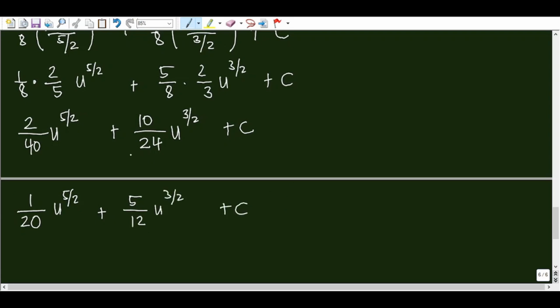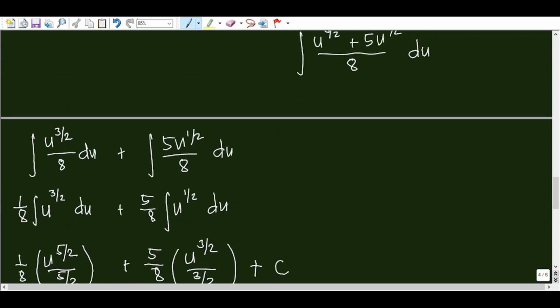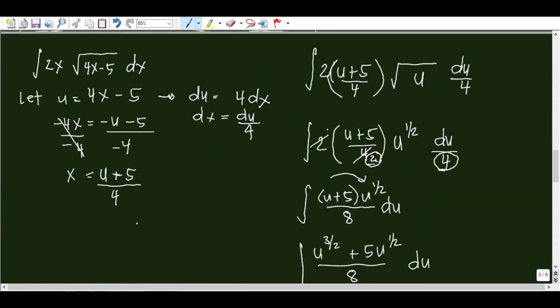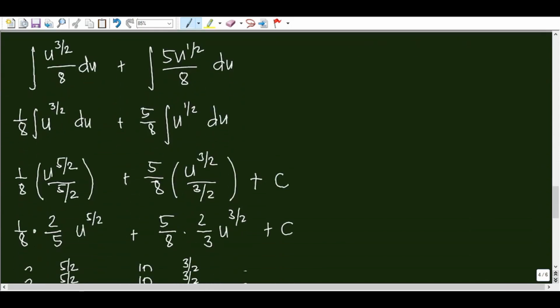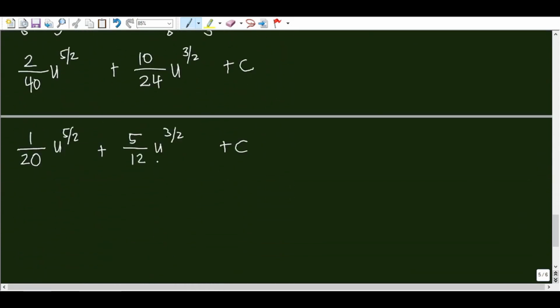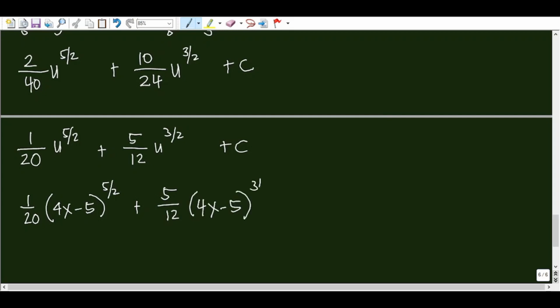Now, kung na-simplify na natin siya, pwede na natin ibalik yung ginawa natin kanina. Kasi sabi natin kanina, let u be equal to 4x minus 5. So, ibabalik natin 4x minus 5. Magiging 1 over 20. Our u is (4x minus 5) raised to 5 halves plus 5 over 12 times (4x minus 5) raised to 3 halves plus c. This is now our final answer.